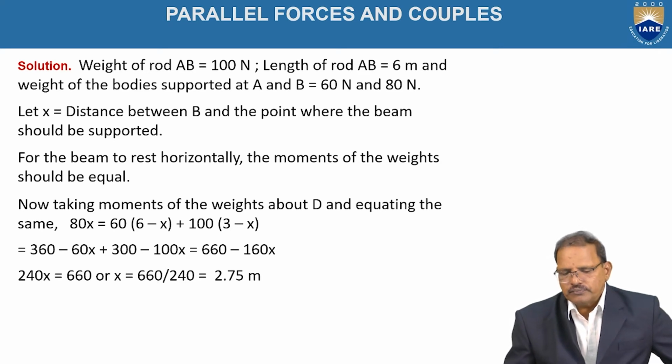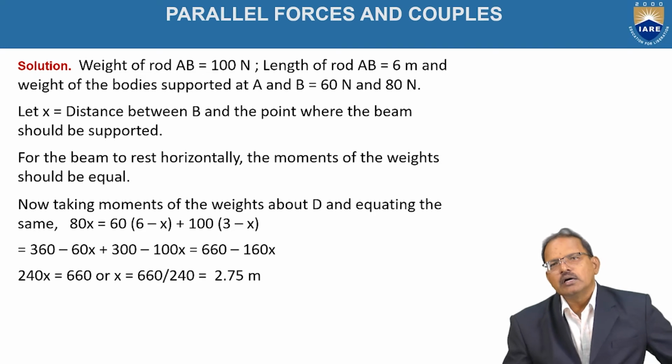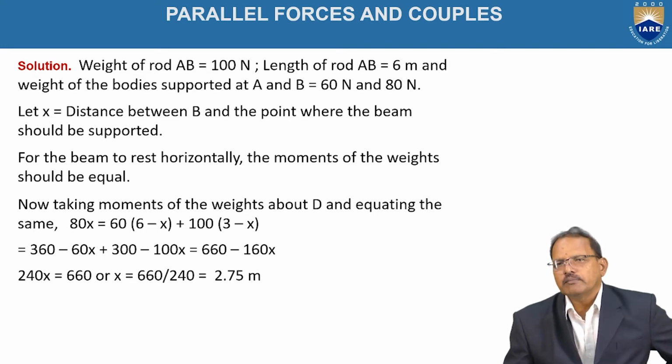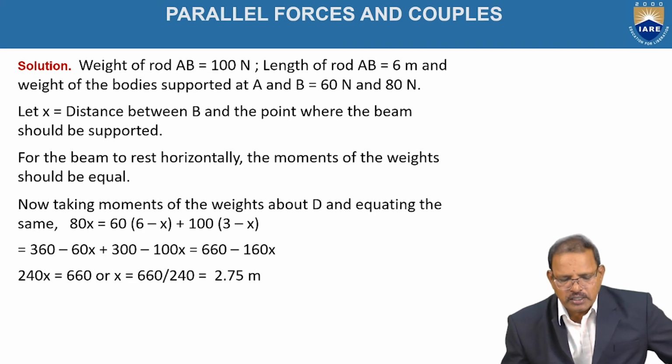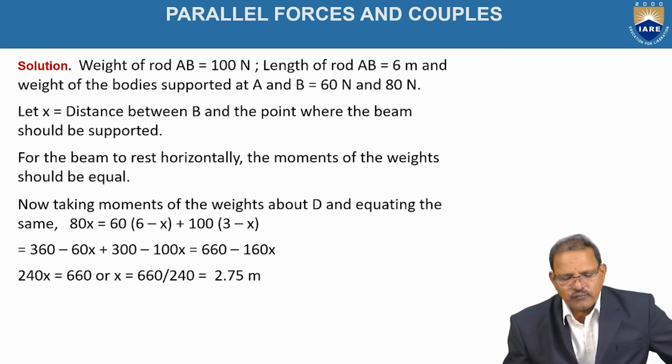The body is supported by two forces at A and B, which are equal to 60 newtons and 80 newtons. Let X be the distance from B, the point where the beam should be supported, or where the resultant of all the forces is acting, but in the opposite direction to keep the body horizontal. According to this, the resultant force is equal to 240, which we already measured.